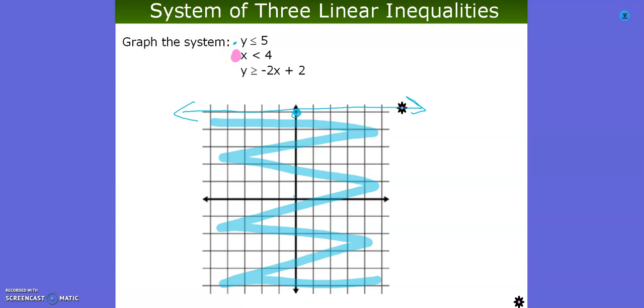X is less than 4. So along the x-axis, I go over to 4. 1, 2, 3, 4. And this is less than, so I'm going to need a dashed line. And the side that's less than 4 is going to be over here to the left. So instead of shading above the blue line, because I know my answer has to be below the blue line, I'm only going to, oops, I did an eraser instead. Sorry about that. I'm only going to shade over here.